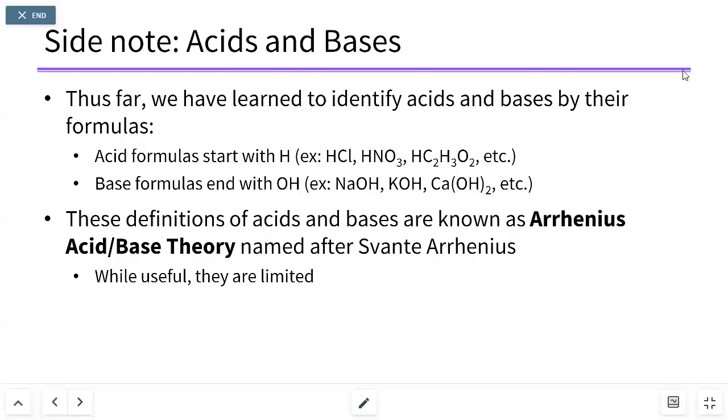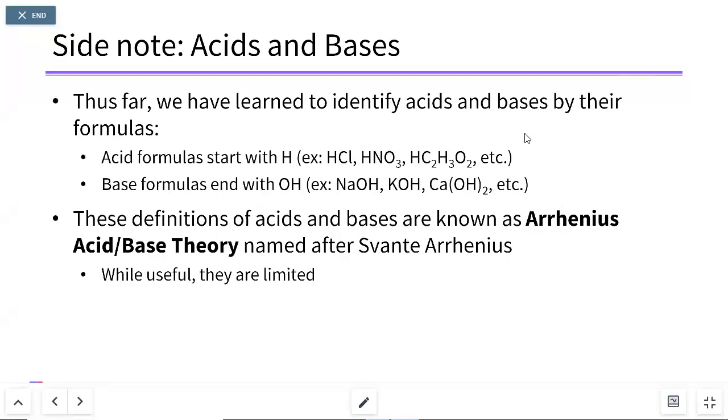All right, the side trip that we're going to take here is we want to take a closer look at acids and bases. Now, thus far, all we've done as far as acids and bases has been from a nomenclature standpoint. I can recognize an acid because its formula starts with hydrogen. I can recognize a base because its formula ends with OH, hydroxide. That general rule of thumb is what we have used thus far for identifying acids and bases and trying to name them.